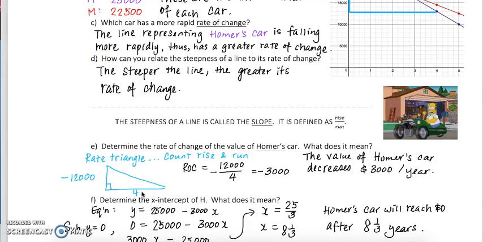So combining this information with the definition of slope, which is rise over run, I can say that the rate of change of this car is negative 12,000 divided by 4, or negative 3,000. And if we apply the units of the variables that we're relating in this question, we can conclude that the value of Homer's car decreases by $3,000 every year.